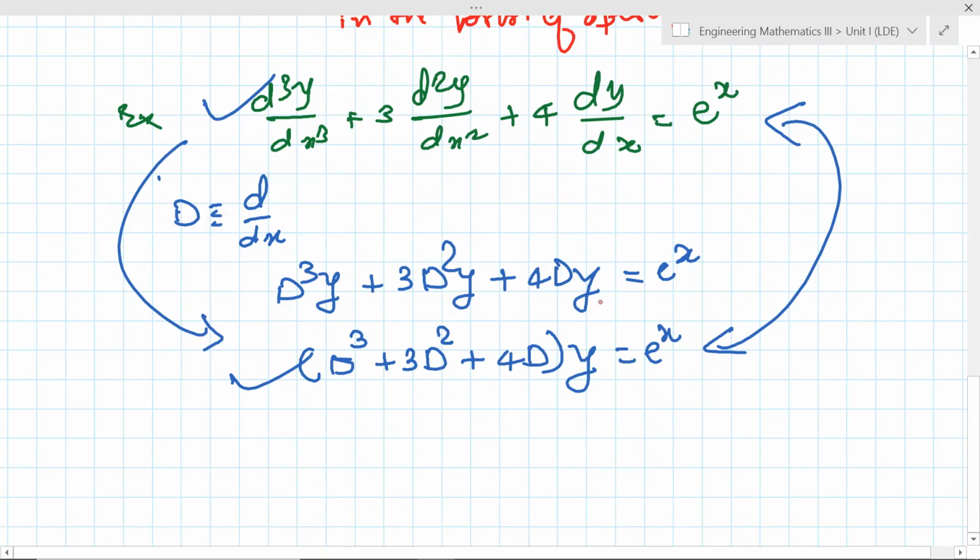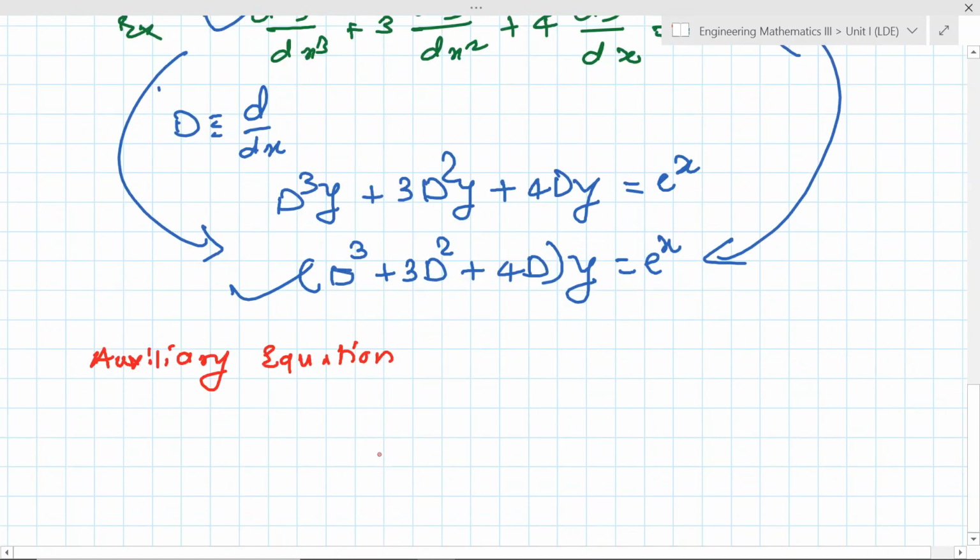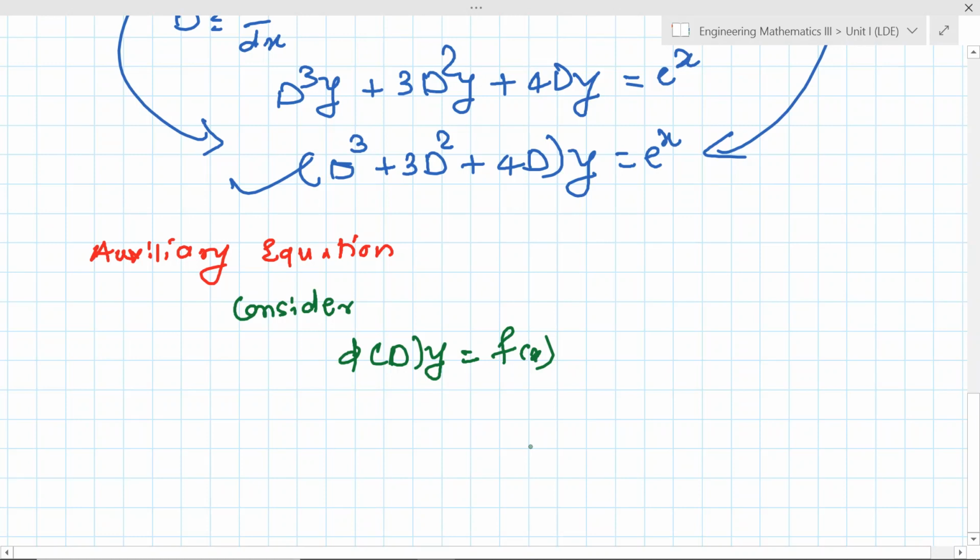What is the auxiliary equation? So what does auxiliary equation mean? Whatever equation we have, consider that, because for this auxiliary equation we want to find out the solution. So consider an nth order linear differential equation in the form of operator D: phi of D into y equal to f(x). This is our nth order linear differential equation with constant coefficients.